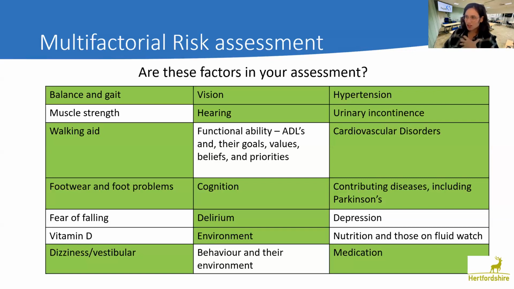We see hypertension, urinary incontinence, cardiovascular disorders, contributing diseases, including Parkinson's. You might have a stroke in there. You might have arthritis in there as well. Depression, we're linking that mental health side of things. Nutrition, and those on fluid watch as well. So linking those parts of the care plan with MUST scores and fluid watch into falls.